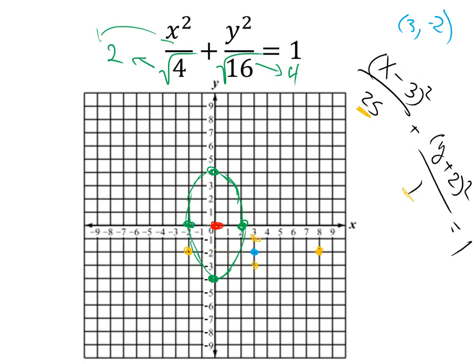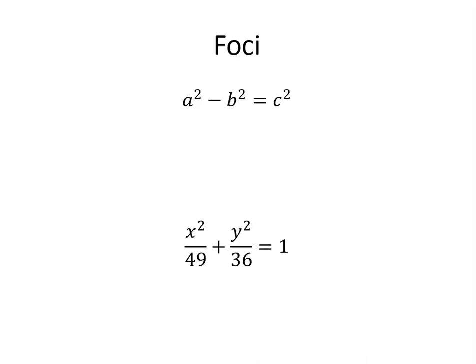So as you see, this is a very flat looking ellipse. Okay. And so that's what that one would look like. So that would be your ellipse for that equation. Okay. So that's graphing them. So it's pretty simple, pretty straightforward.